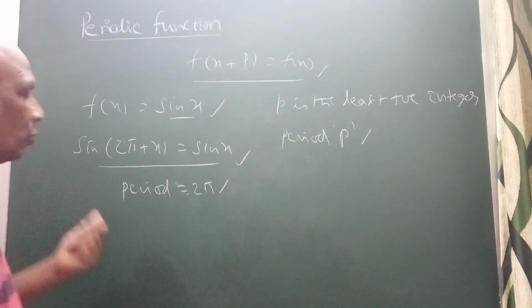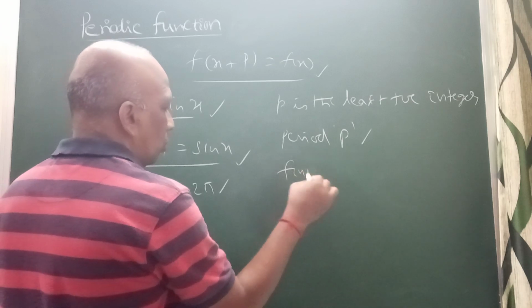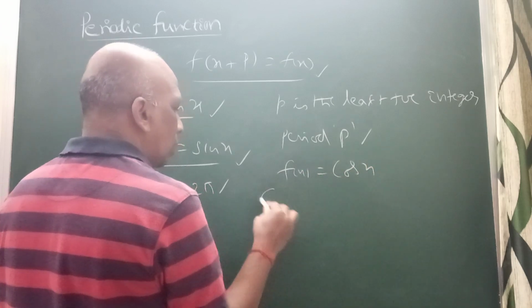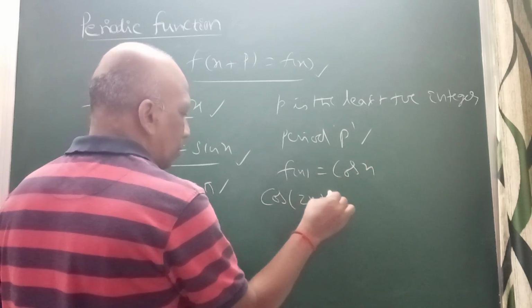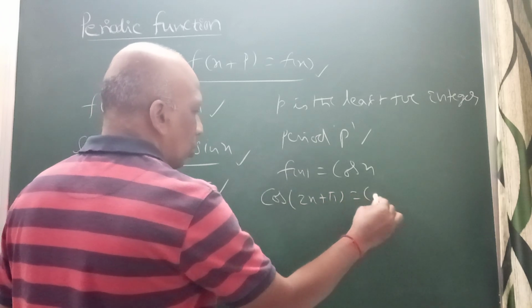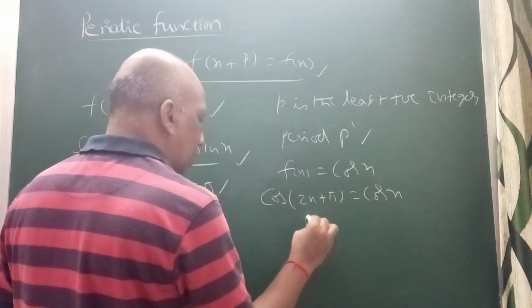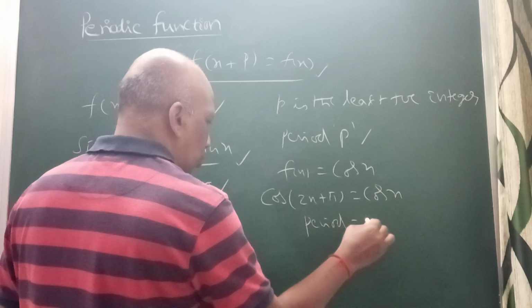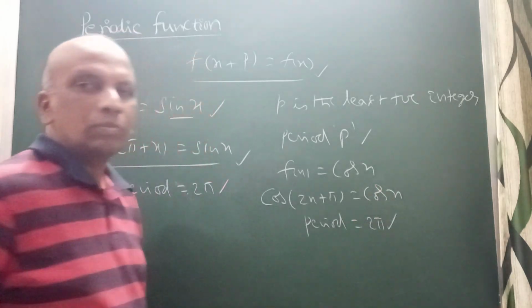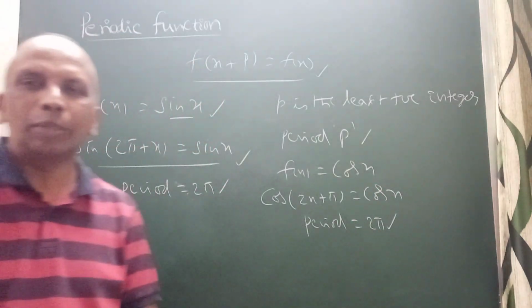Even if you take f of x equal to cos x, cos of 2 pi plus x will be cos x only. Same thing, the period of cos x is also 2 pi.